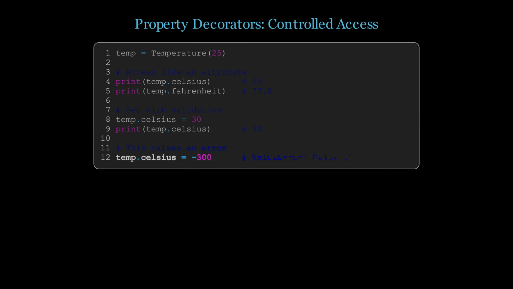Using properties feels natural. Access celsius and fahrenheit like normal attributes. Setting celsius triggers validation automatically. Invalid values like -300 raise errors. Users get simple syntax while you maintain complete control over the data.